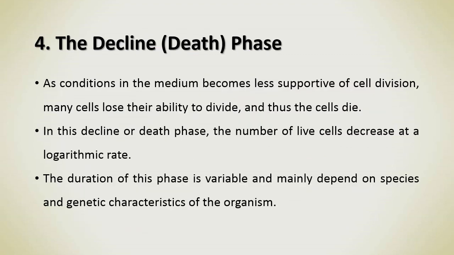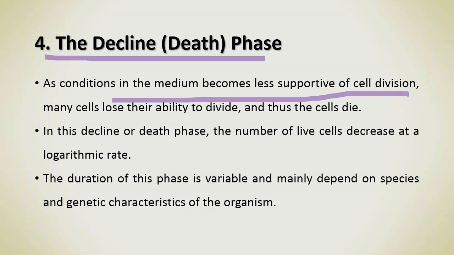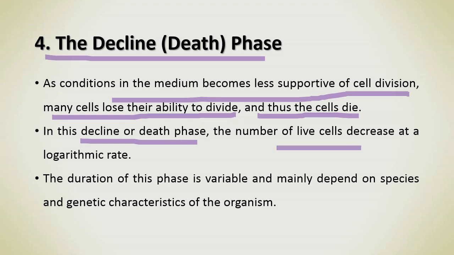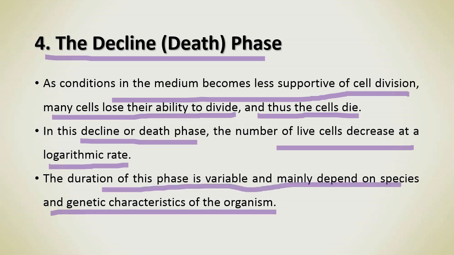Okay, the last one is the decline phase or death phase. As the conditions in the medium become less supportive of cell division or bacterial growth, many cells will lose their ability to divide and thus die. This means cell death is more than cell growth, or the production of new cells. In this decline or death phase, the number of live cells decreases at a logarithmic rate. The duration of this phase is variable and mainly depends on the species and genetic characteristics of the organism.